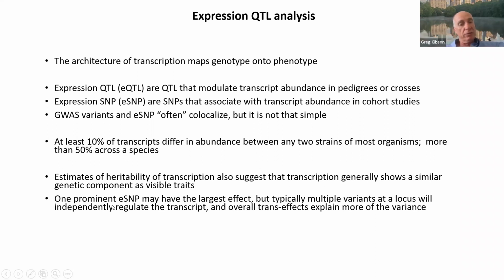But nevertheless, the power of eSNP analysis, or expression QTL analysis, is that we can identify single variants or single sets of variants, even in sample sizes as small as 100 people, that are explaining as much as 5% or 10% of the variation in that single transcript. So there are large effects, and almost all of those are local, so they're in the vicinity of the transcript. We'll see why in a second.